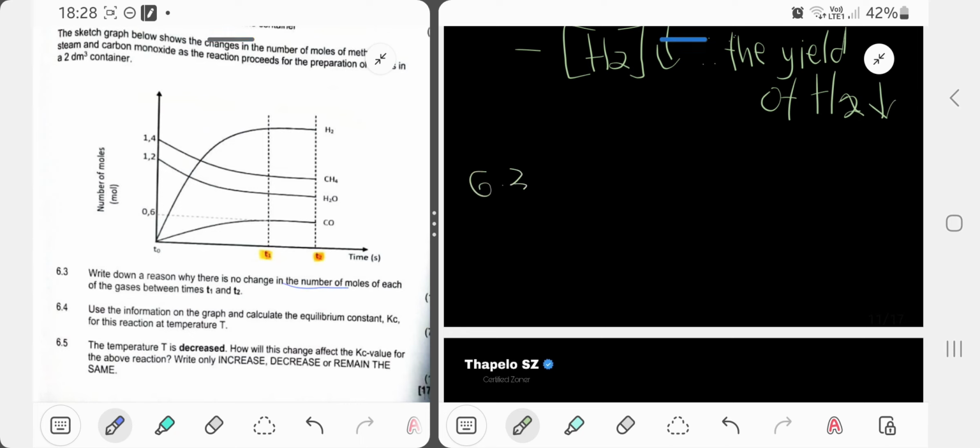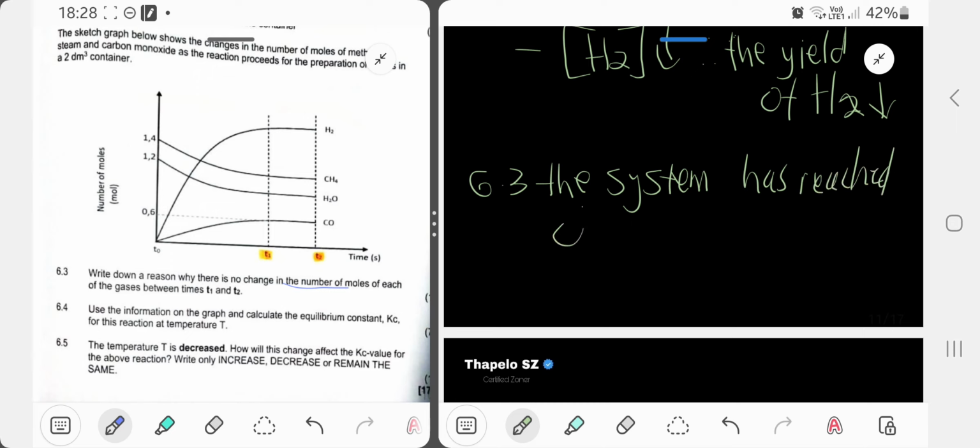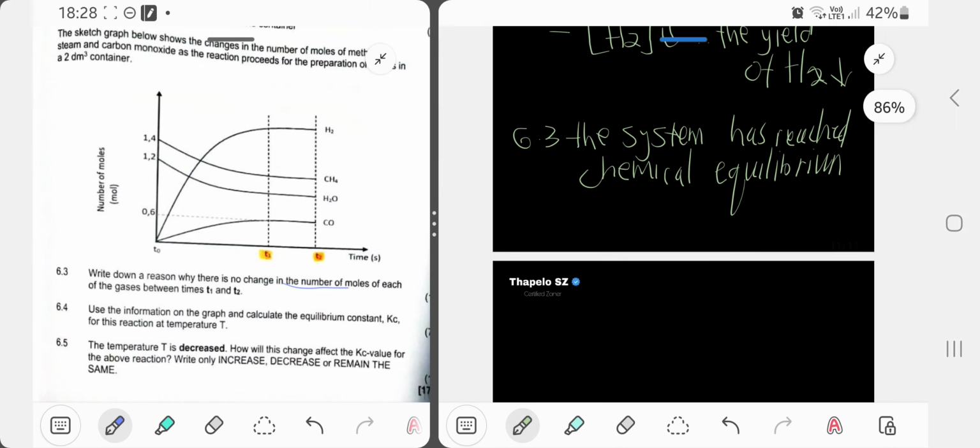So 6.3: the system has reached chemical equilibrium. That was 1 mark.